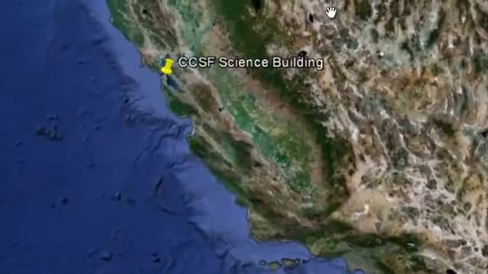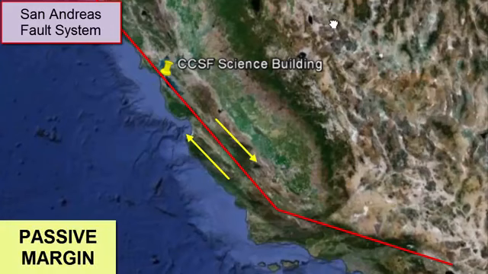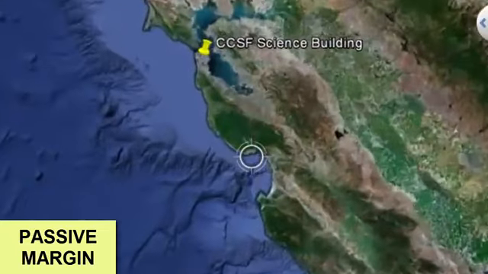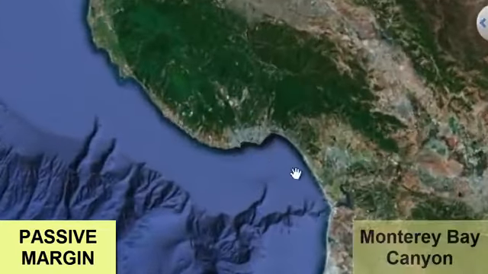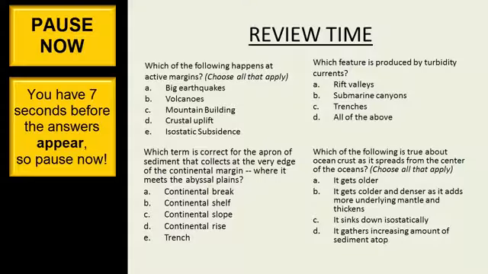Continuing northward, we are now on what kind of margin? No subduction, therefore, by our definition, passive. Sediment collects, no deep earthquakes, no volcanoes, wide continental shelf, and deep submarine canyons like this one here in Monterey Bay, one of the largest and most well-studied submarine canyons in the world. Pause now.